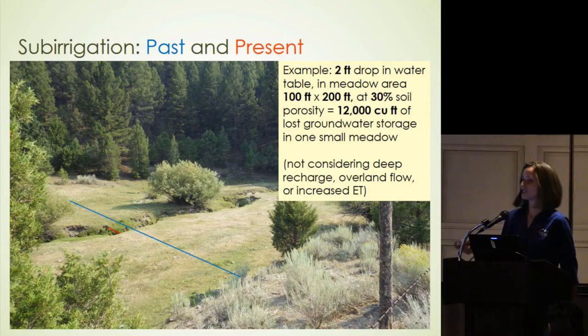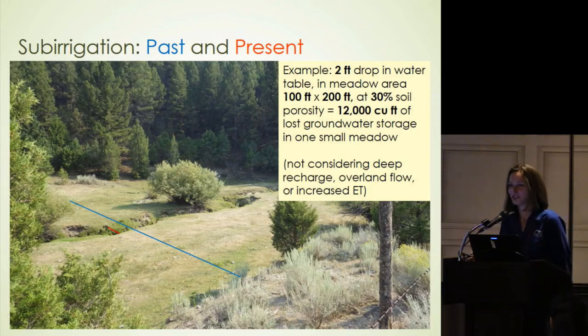Just looking at a simple little place like this, you're looking at a loss of 12,000 cubic feet of storage if you consider about a 30% soil porosity. That's not including evapotranspiration. I didn't run a model on it or anything, but just as a simple calculation, if you think there are hundreds of miles of this in Montana, there's a lot of potential for more natural water storage.